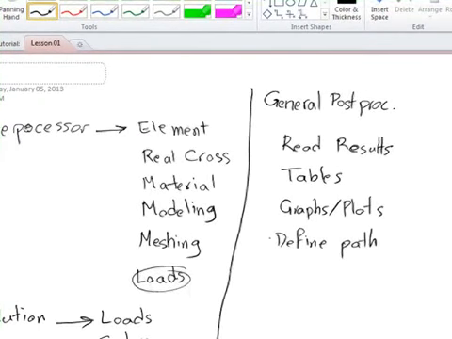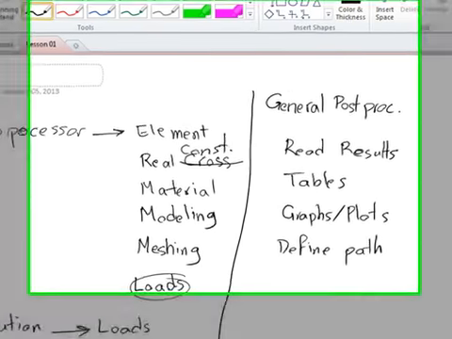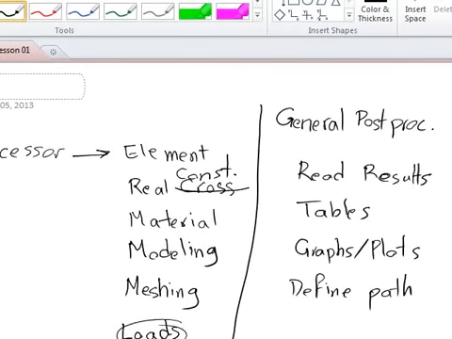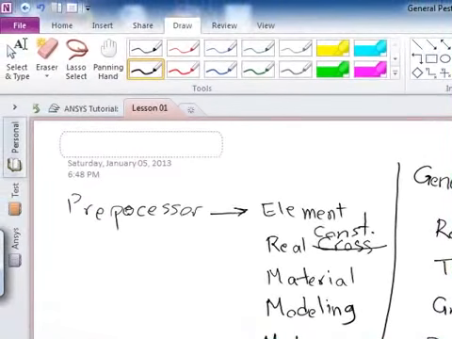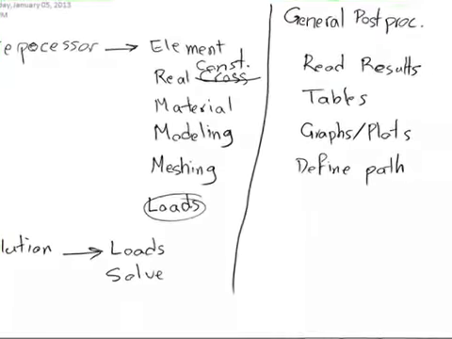And then real constants, which I wrote "real cross" in here, it should be real constants, defines some attributes of the elements I just defined in the first step. For example, if you define beam as the element of your analysis, then you have to define the cross-sectional area of the beam, or the moments of inertia or stuff like that you have to define for the beam.